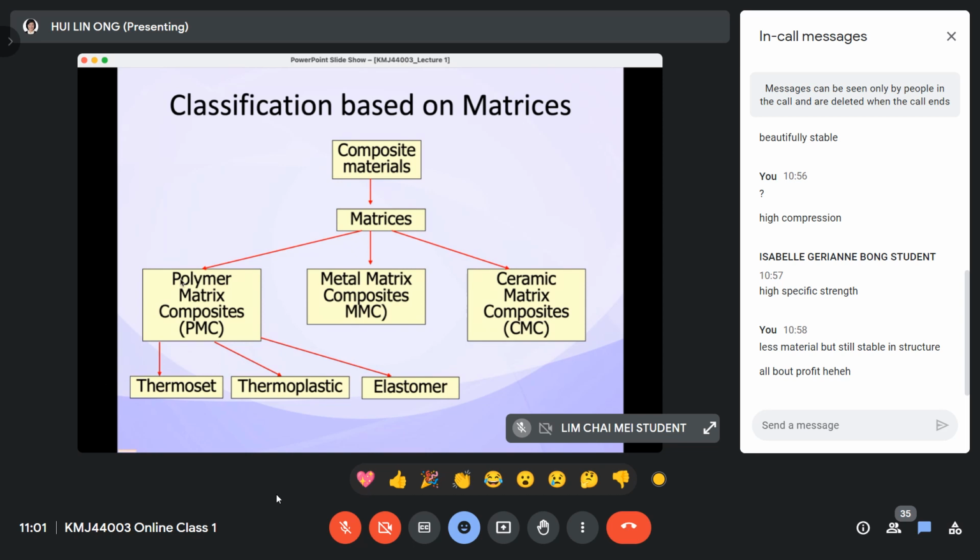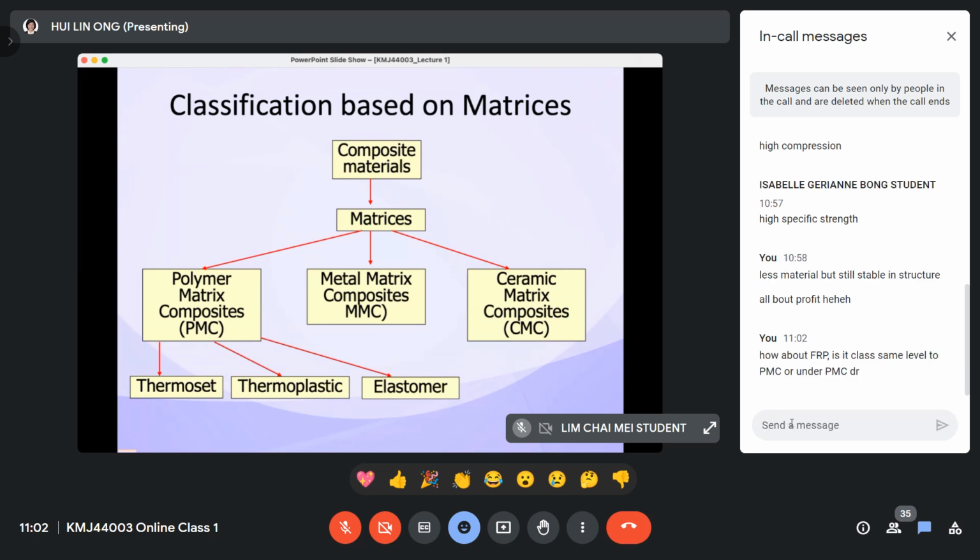The polymer matrix composite is further divided into three. We know this very well, right? You learned this since first year. Sometimes you need some level of confidence when you go for an interview. The interviewer may still ask you a very fundamental question like how do you differentiate between thermoset, thermoplastic, elastomer, and so on. So you have to remember it, I think forever. It should be in your brain all the time.